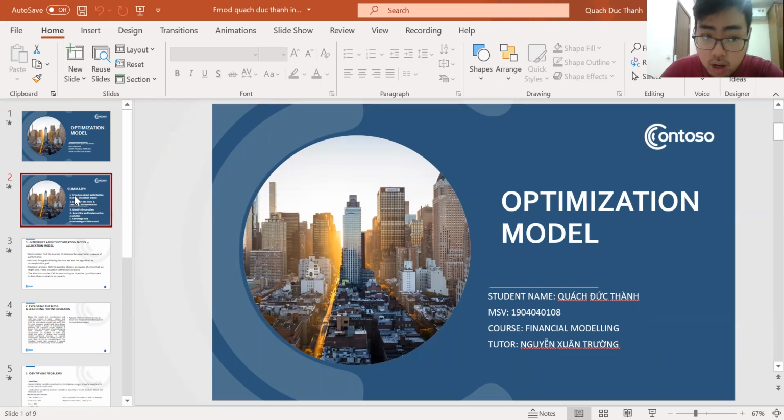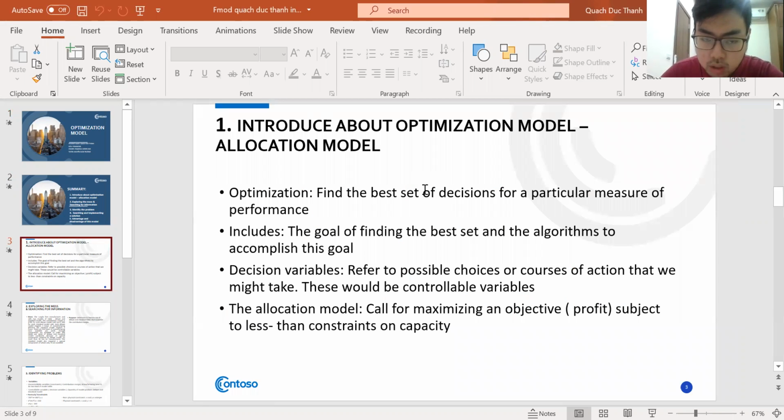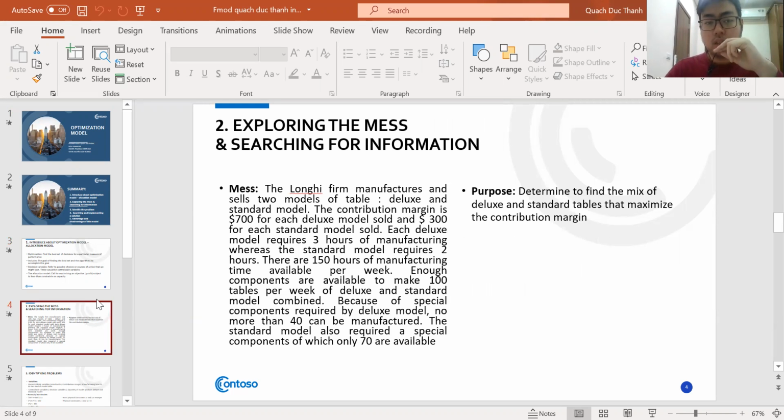For summary, I divide into five main parts, and the first part is the introduction about the optimization model and the allocation model. First, the optimization model is to find the best set of decisions for a particular measure of performance, which includes the goal of finding the best set and the algorithm to accomplish this goal. The allocation model calls for maximizing an objective, often profit, subject to less-than constraints on capacity.